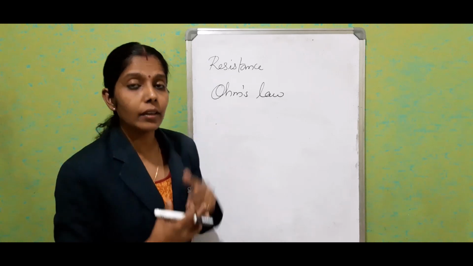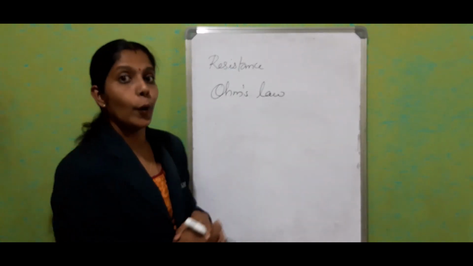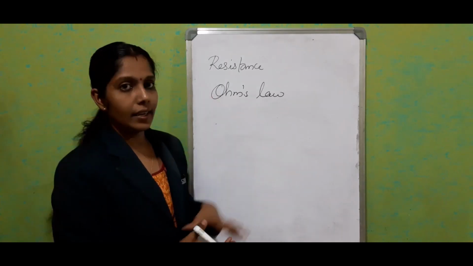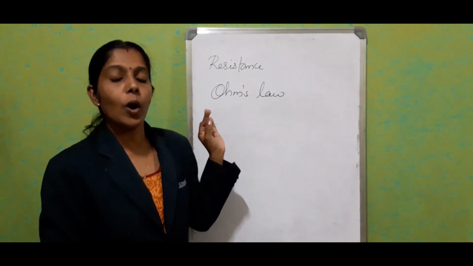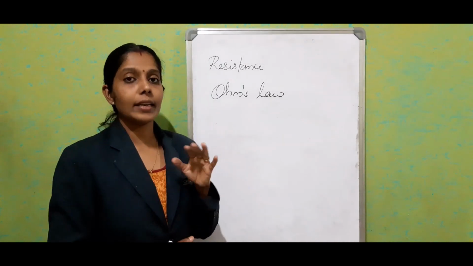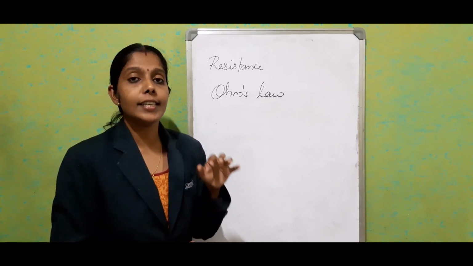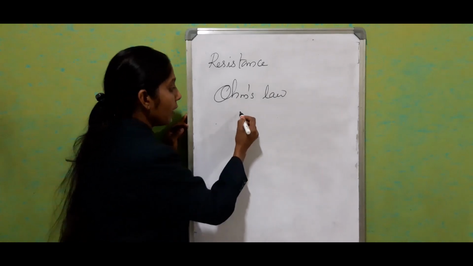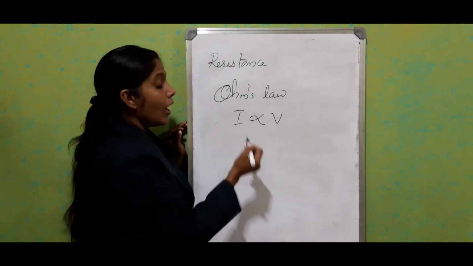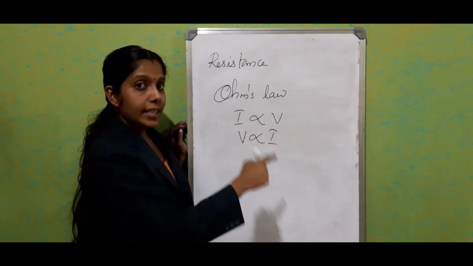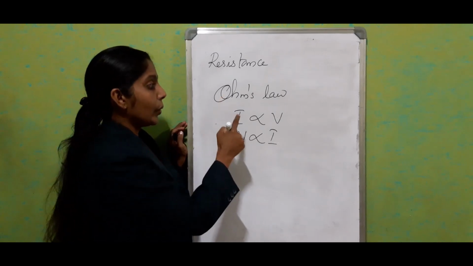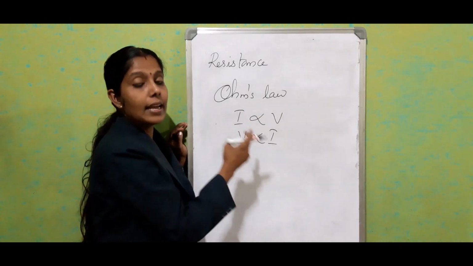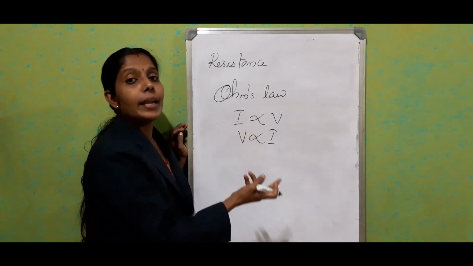If you want to find out the unit of resistance, before that we should know what Ohm's law is. It is a law stated by a scientist named Ohm, and in his honor we call it Ohm's law. Ohm's law states that the current passing through a conductor is directly proportional to the potential difference across its ends, at a condition when the temperature is constant. We can write it as I is directly proportional to V, or V is directly proportional to I, when the temperature is constant. So Ohm's law states that the current flowing through a circuit is directly proportional to the potential difference applied across its ends when the temperature is constant.